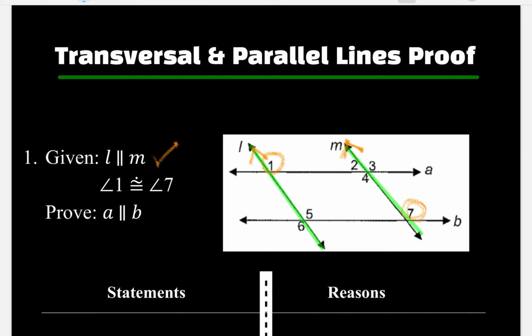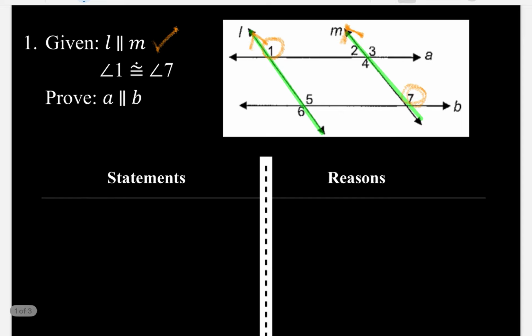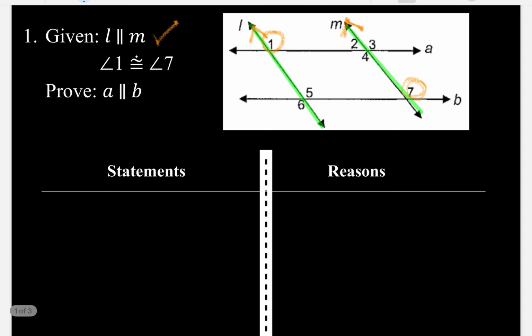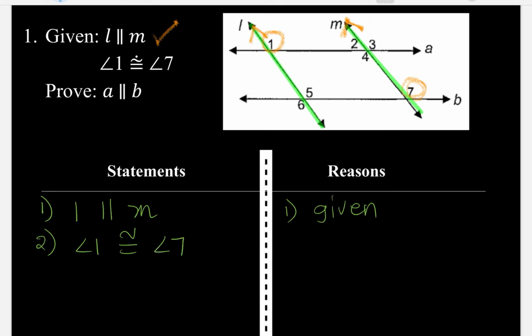So let's begin with writing the given as our number one statement. So first, we have number one, which is L is parallel to M, and the reason is given. We have another given, which is angle 1 is congruent to angle 7, and that is also given.